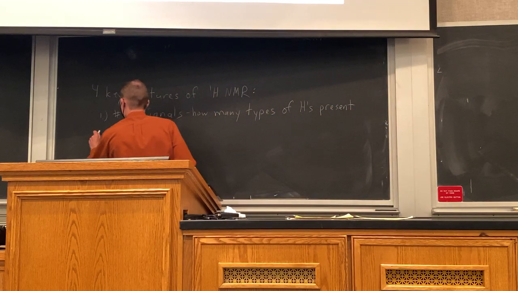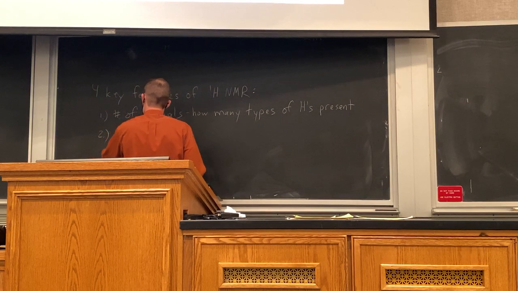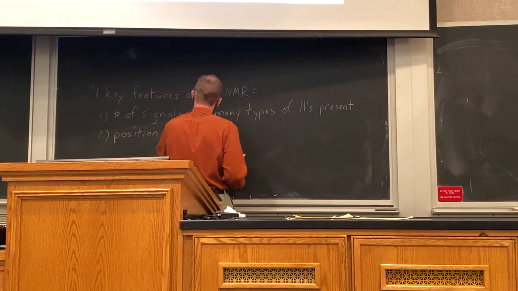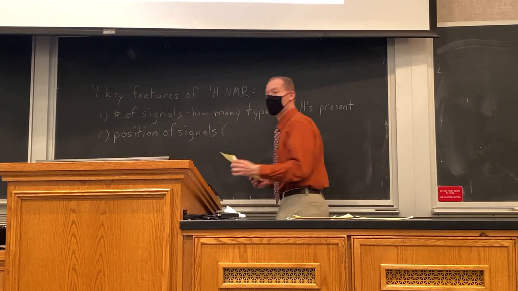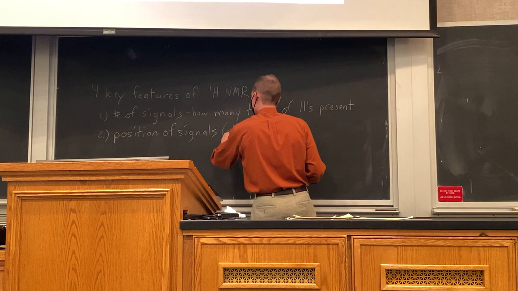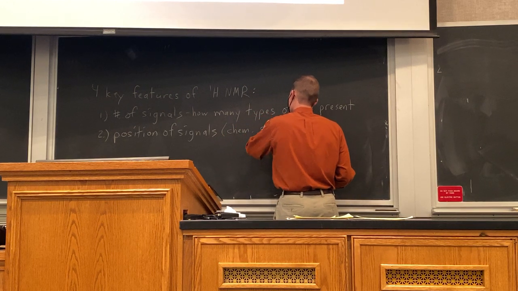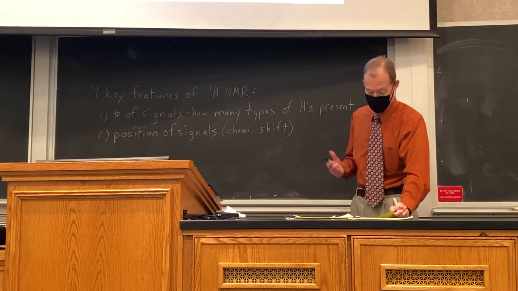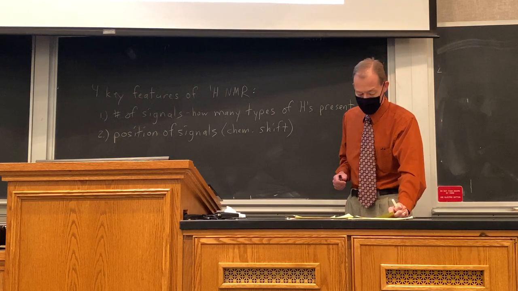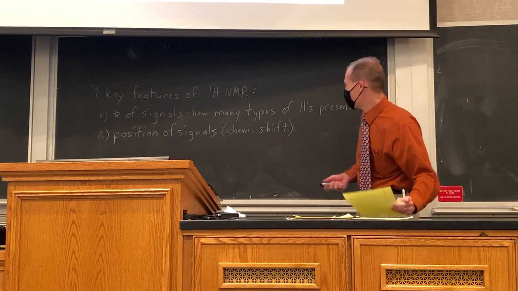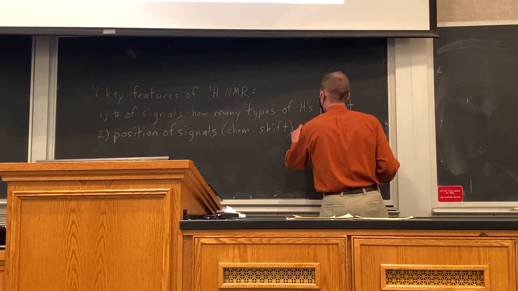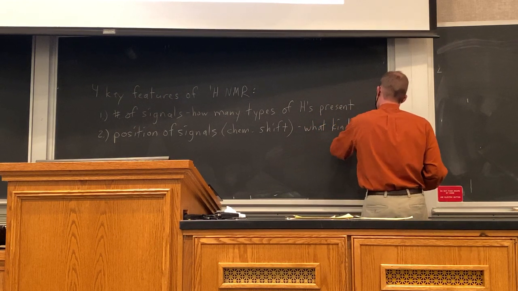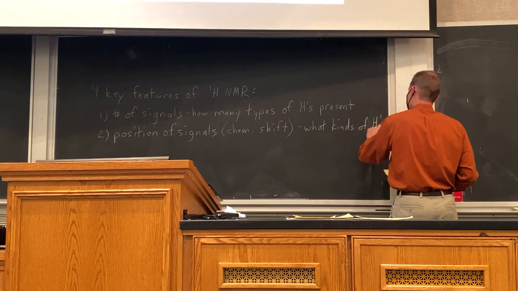The second key feature is the position of the signals. This is also known as the chemical shift. This is a term that we taught you in our last lecture before Thanksgiving. So the position of the signals, or the chemical shift, tells you what kinds of hydrogens are present.